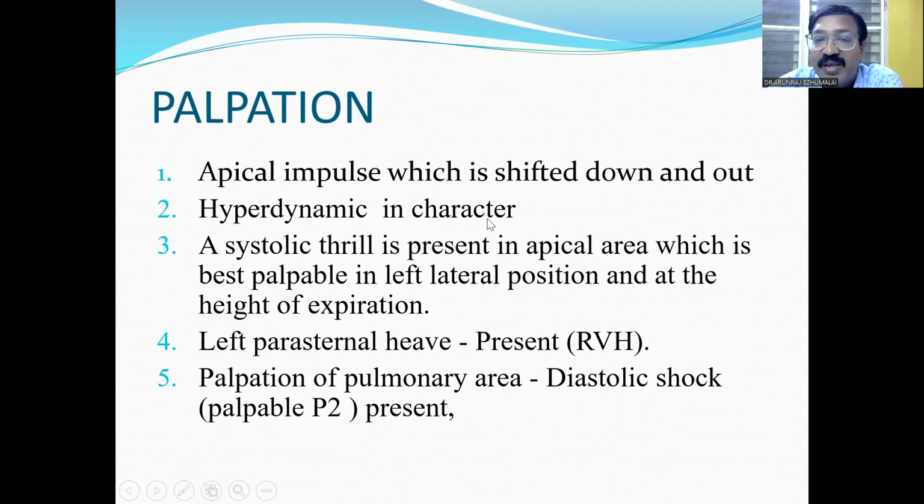The character will be hyperdynamic, because this is a hyperdynamic circulation like anemia, thyrotoxicosis, mitral regurgitation, aortic regurgitation, all of which have a hyperdynamic character. You can feel a systolic thrill present in the apical area, which is best palpable in the left lateral position and at the height of expiration. A parasternal heave may be there if there is an RVH. P2 may be loud, so when you keep your hand over the left second intercostal space, you can palpate the P2, a palpable P2.